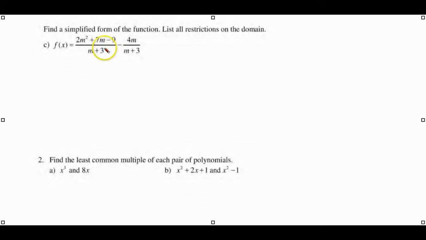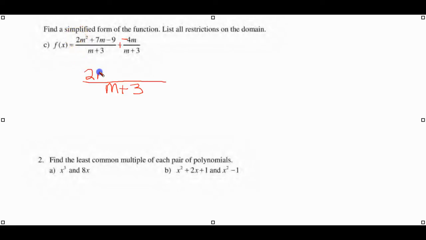Now this one is similar to what we've done. The denominator is the same. So it's m plus 3. Now a little technique that I like to use is when I see a negative there, which indicates subtraction, I'm going to make this a plus sign and move this negative sign up here. So we've changed that sign already, and now we group like terms.